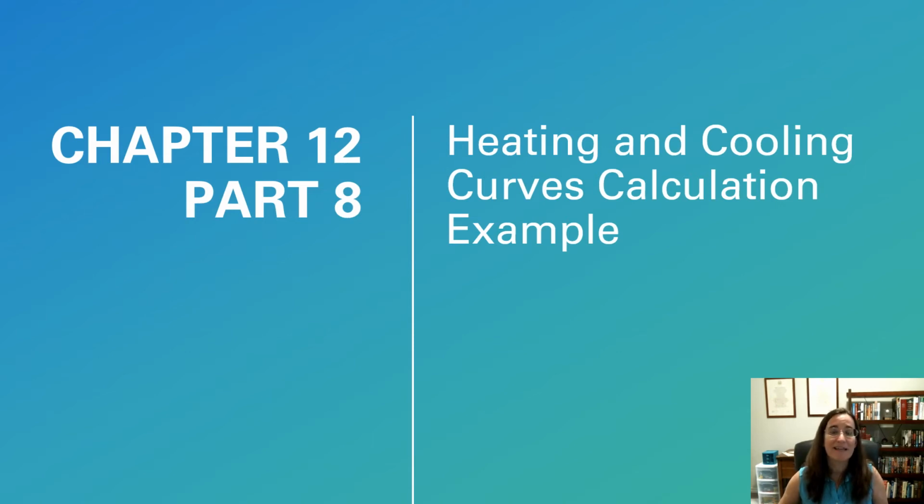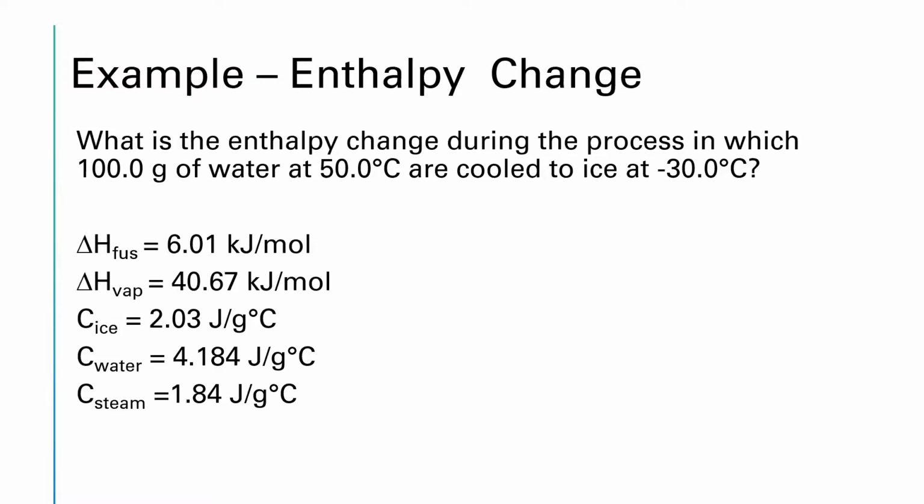Hi, Bobcats. In this video, we're going to look at an example calculation of the heat that's associated with heating curves and cooling curves. In this example, we are asked, what is the enthalpy change during the process in which 100 grams of water at 50 degrees are cooled to ice at negative 30 degrees C? So this is going to involve several processes.